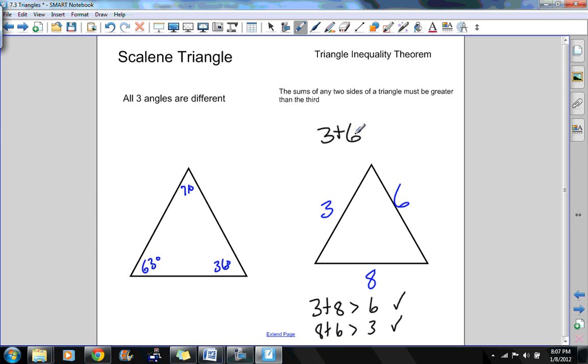So if we added 3 plus 6, that has to be greater than 8. And 9 is greater than 8. Therefore, this is a triangle. This is an okay triangle to make. If this wasn't, then this would be a triangle that couldn't exist. So triangle inequality theorem. You add the smallest two sides. It's got to be bigger than the third. Okay?